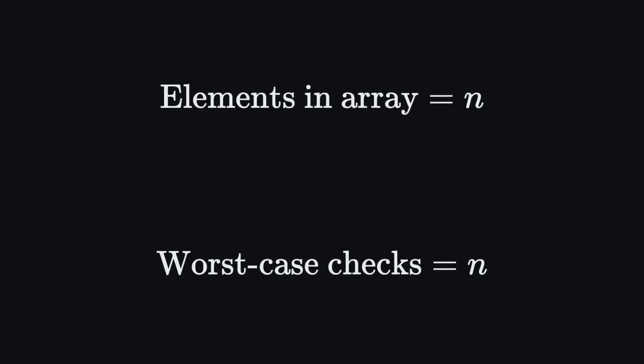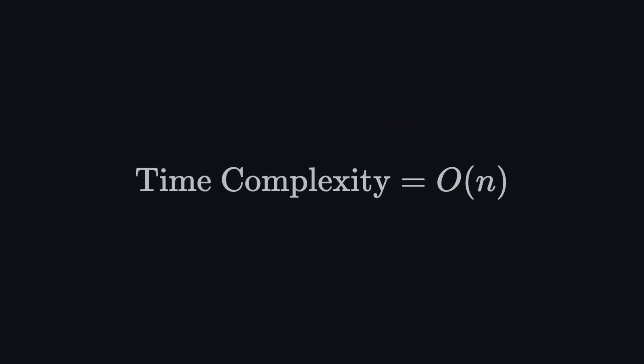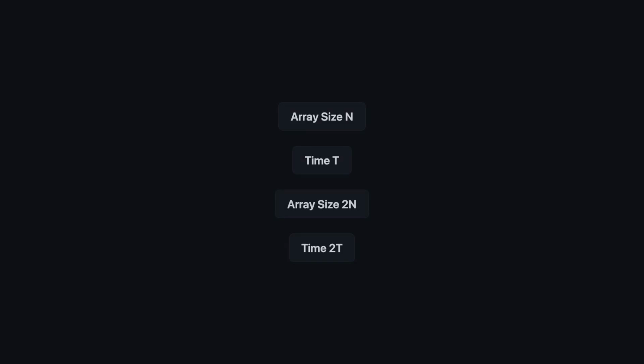So, how efficient is linear search? In the worst-case scenario, we might have to check every single element in an array of n elements. This means its time complexity is proportional to the number of elements, n. We express this using big O notation as O of n. O of n implies that if you double the size of your array, the time it takes to search could also roughly double. It scales linearly.